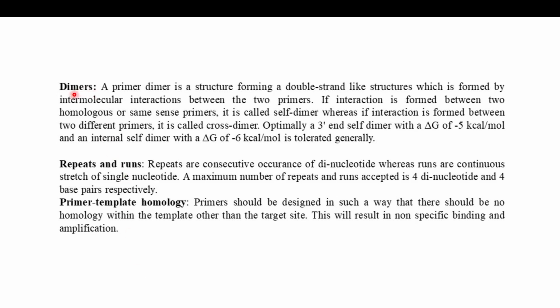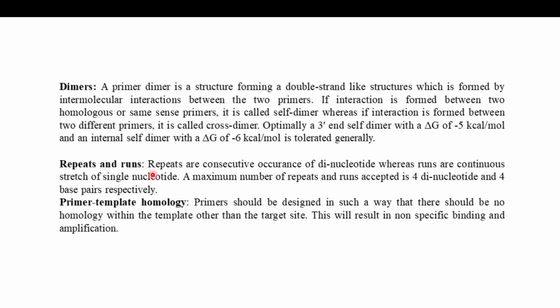Okay. And also, we should take care about formation of primer dimer. There shouldn't be complementarity between the forward primer and the reverse primer. Otherwise, those two will be binding to each other and won't be binding to their respective template strands. Now, a primer dimer is a double strand-like structure formed by intermolecular interactions or complementarity between the two primers or primer sequences. If interaction is formed between two homologous or same sense primers, it is called a self-dimer, whereas if interaction is formed between two different primers, it is called a cross-dimer.